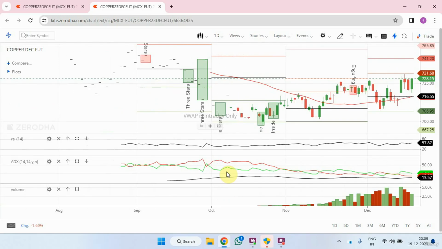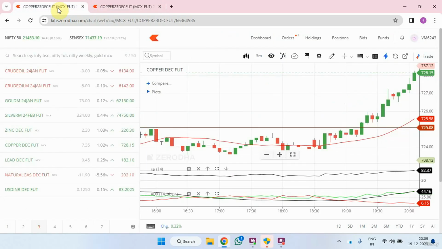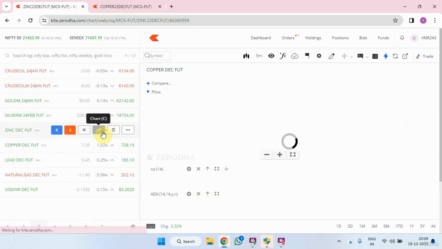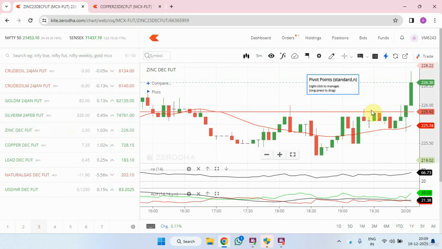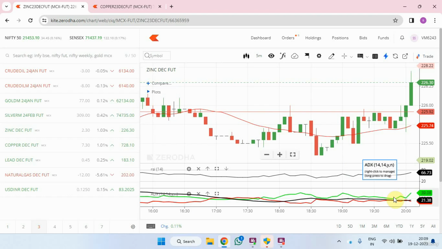So friends, you see copper is bullish and it has good momentum. You can see zinc also. Zinc has also broken its resistance at 225. So zinc is also rallying. You can see here RSI is 66, but zinc has less momentum. So we should avoid it. ADX you see is 21.38. So it's not too attractive ADX.